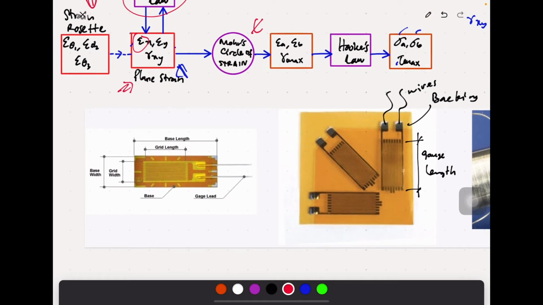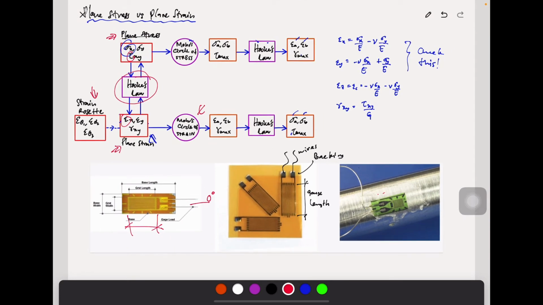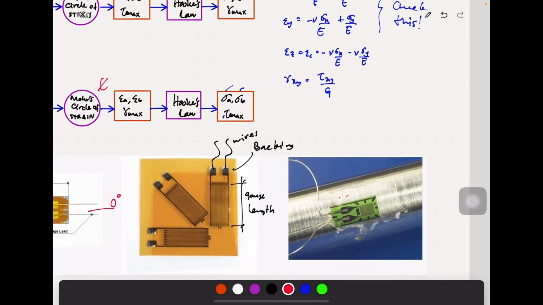I would like to introduce to you from the left right here. This is the 0-degree angle strain rosette. The strain rosette consists of the base and the grid. The grid length is predefined, so we can say that is also the gauge length for the strain rosette. The strain rosette is also known as a load cell. The load cell is the thing that you have in your universal testing machine.